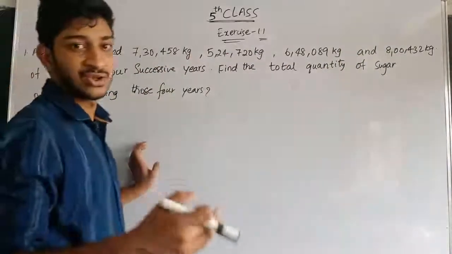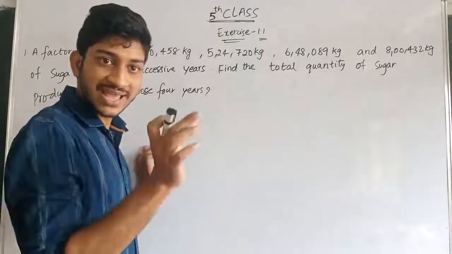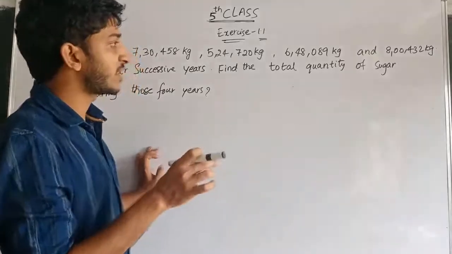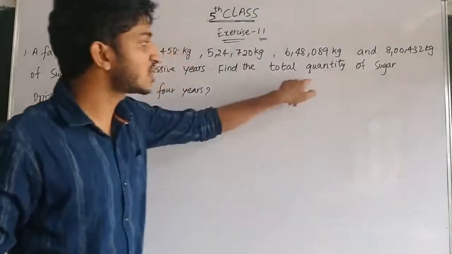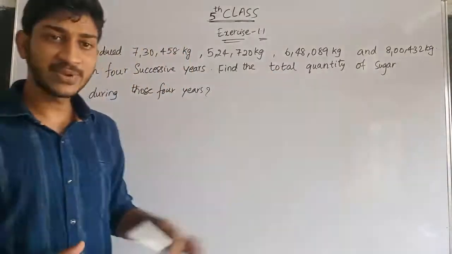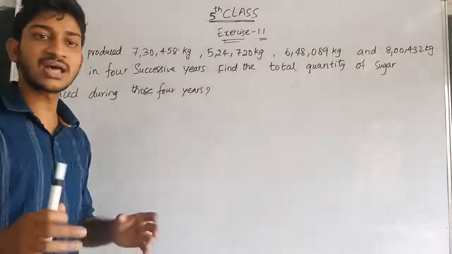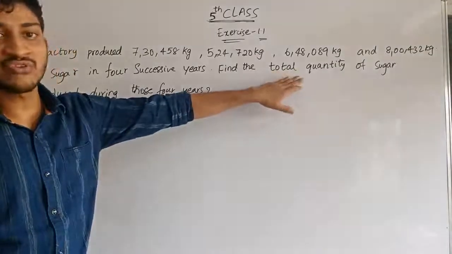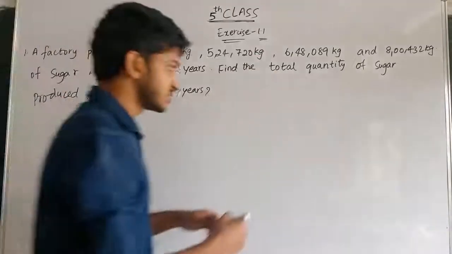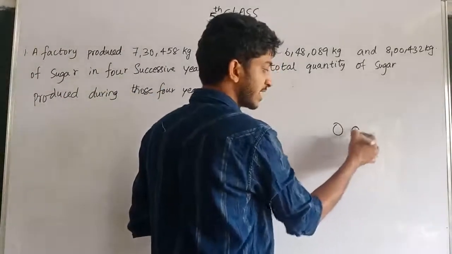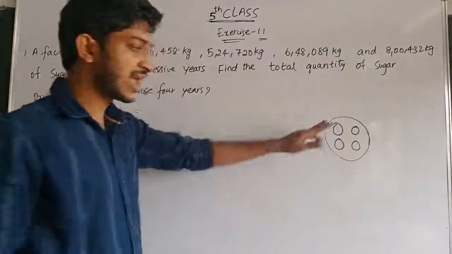Successive means one after another, like 2000, 2001, 2002, 2003. Find the total quantity of sugar produced during those 4 years. So here we have to find the total quantity of sugar in those 4 years. We simply have to add these 4 amounts, then we get the total quantity of sugar produced in those 4 years. Here he is asking for the total, so we have to add these amounts. Okay.